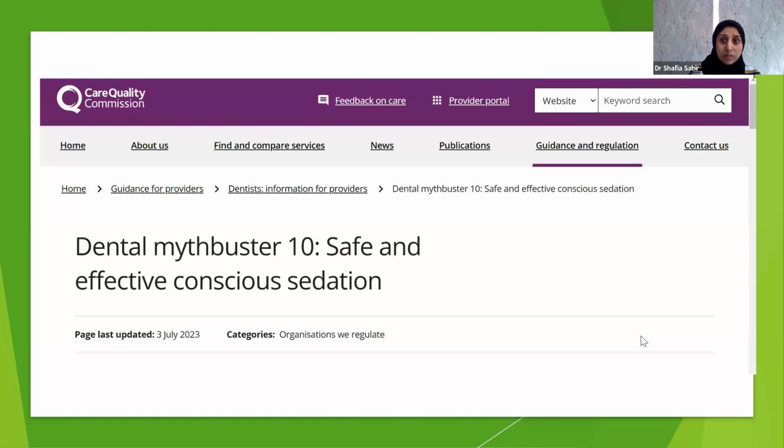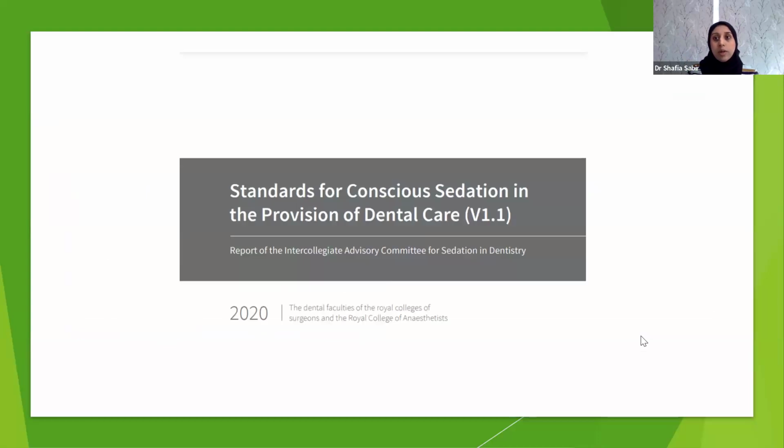So that's just the CQC website. Go to the Mythbusters, and like I said, Mythbuster 10 is for sedation. This document is kind of the document that all sedationists should be familiar with. So it's the standard for conscious sedation in the provision of dental care. This is version 1.1, so it's been revised once. And this is a joint project from all the Royal Colleges, including the dental Royal Colleges, plus medical Royal Colleges and those of anaesthetists.